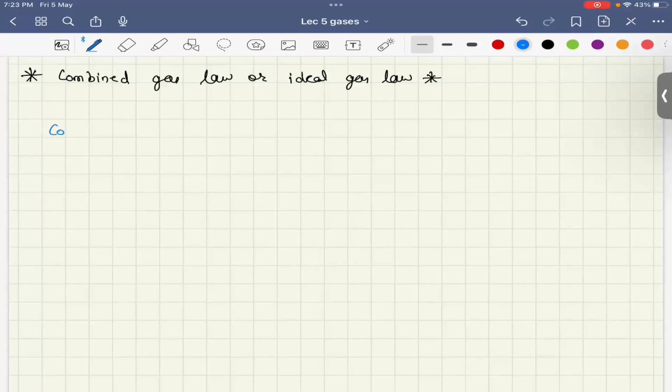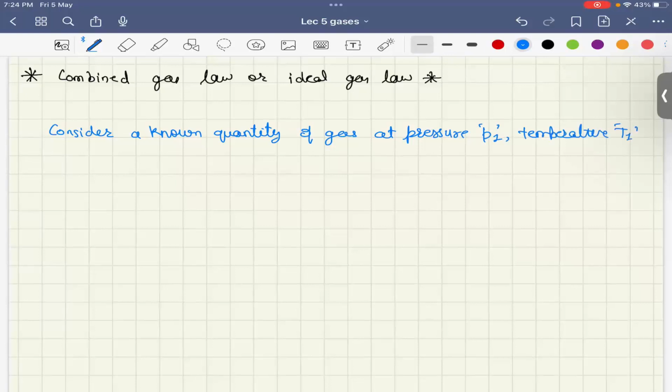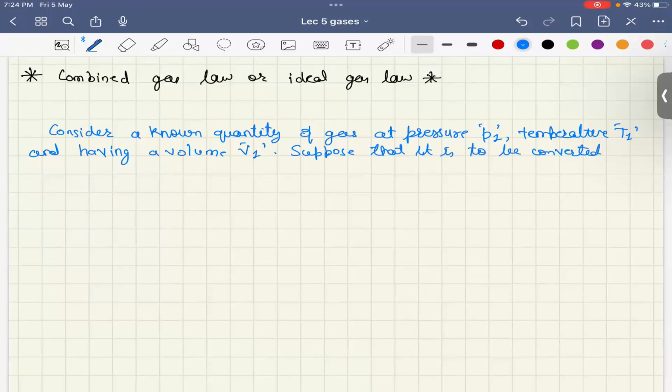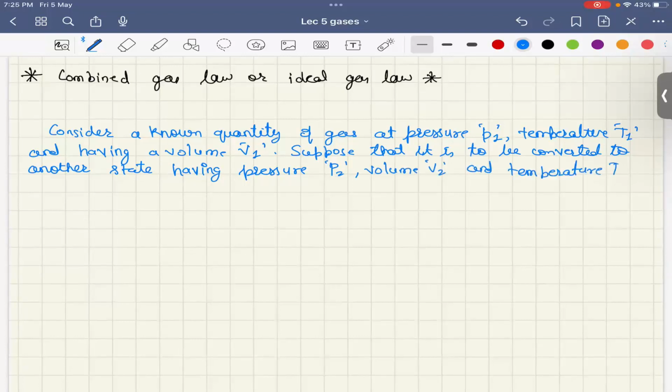So let us consider an unknown quantity of gas at pressure P1, temperature T1, and having a volume of V1, right? Suppose that it is to be converted to another state having pressure P2, volume V2, and temperature T2, right?